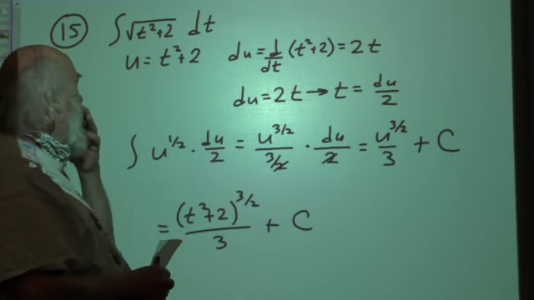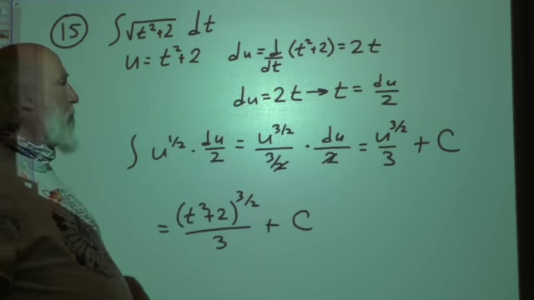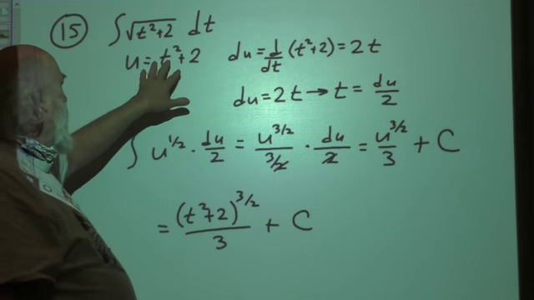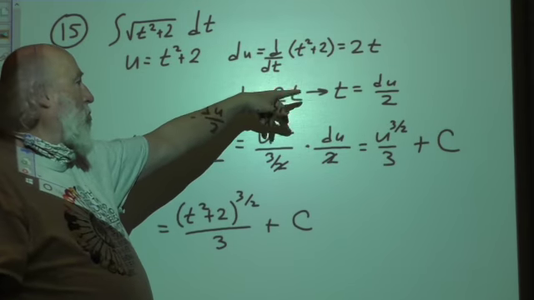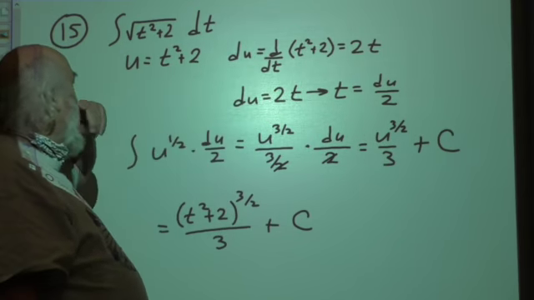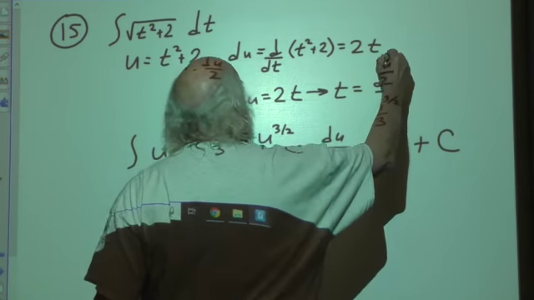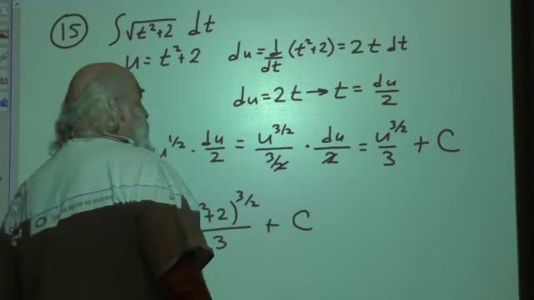All right, so now we got square roots. Oh no, oh no, oh no. Oh yeah, it's easy. Let's see. Again, t squared plus 2 is going to be your u. The derivative of t squared plus 2 becomes 2t. There is no 2t dt.